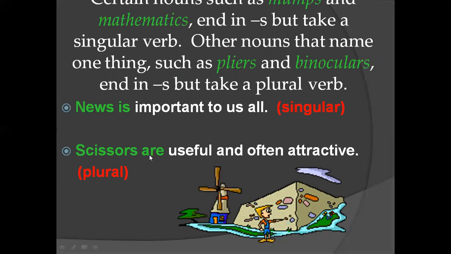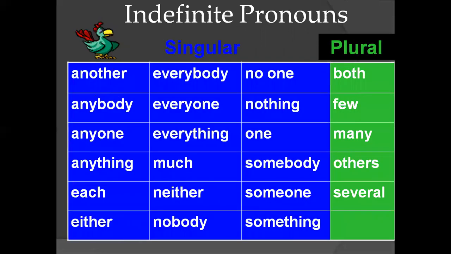And the scissors are useful and often attractive. Scissors is also in plural form, and it takes a plural verb because scissors have two sides, two blades. That's why it takes plural form.